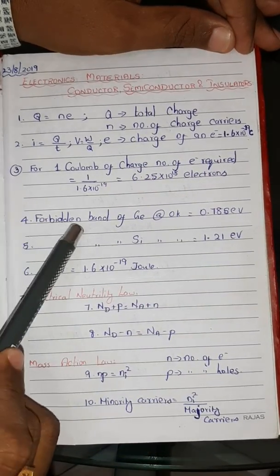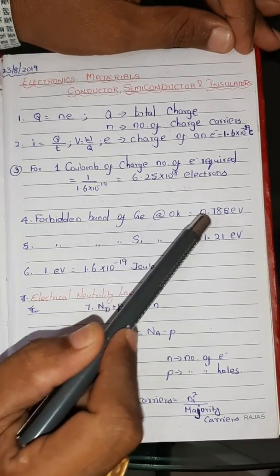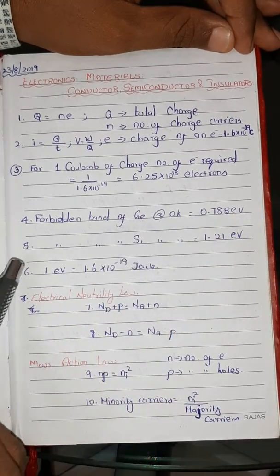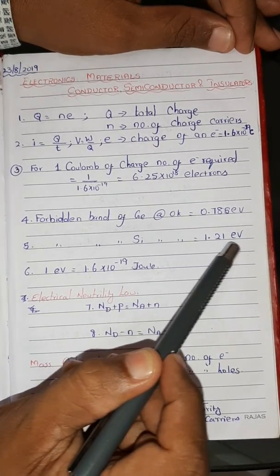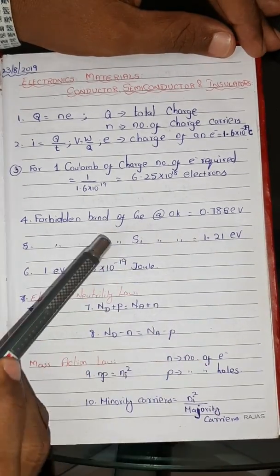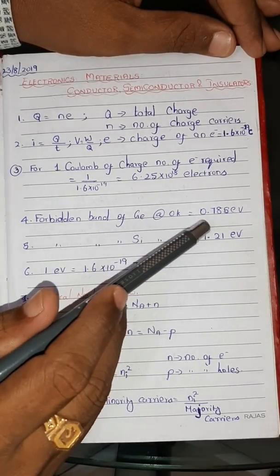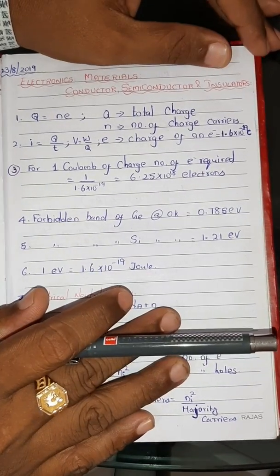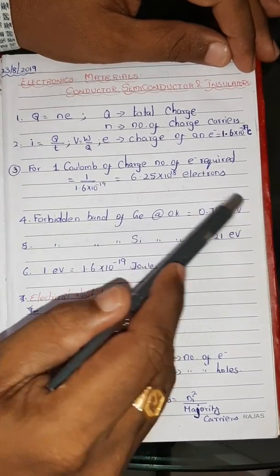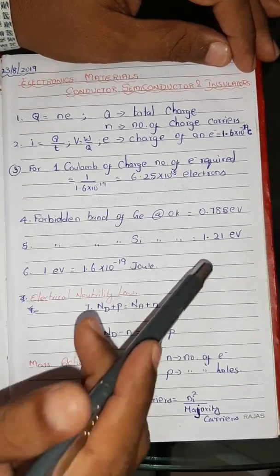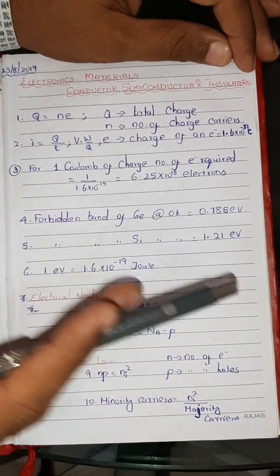Number 4, forbidden band of germanium at 0 Kelvin is 0.785 electron volt. Number 5, forbidden band of silicon at 0 Kelvin is 1.21 electron volt. Forbidden band means the band gap between valence band and conduction band, and for germanium and for silicon we have these respective energy gaps between valence band and conduction band.